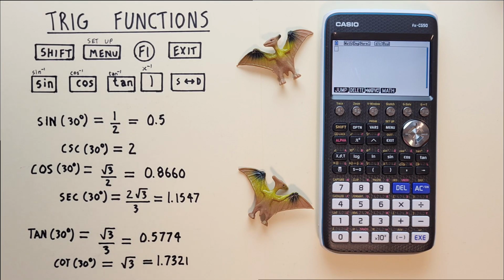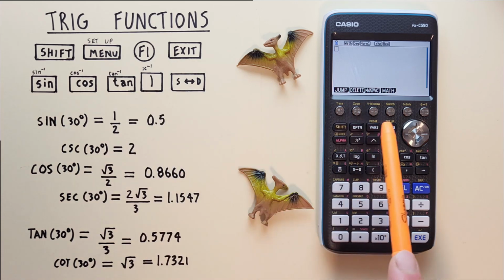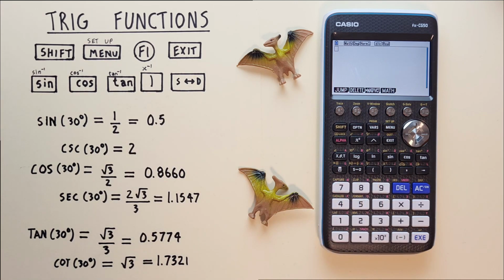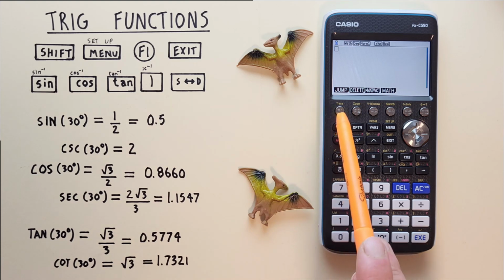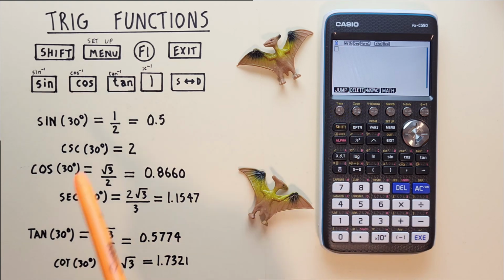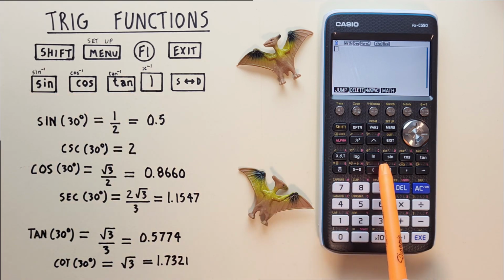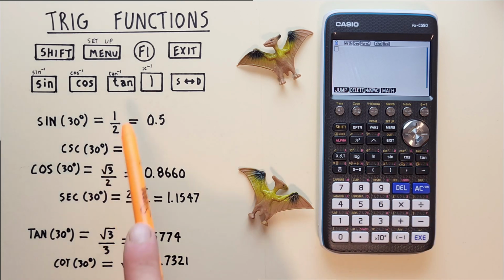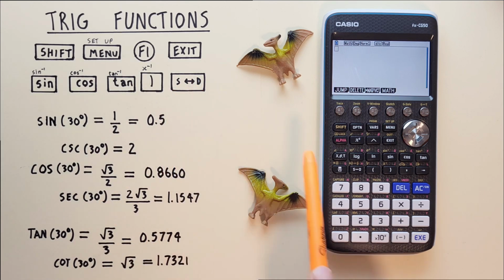To do this, we'll use the Shift key that looks like this, located here, the menu key, the F1 key, the exit key, the sine, cos, and tan keys located down here, the right bracket key with the shift function of inverse, and the S to D or conversion key, located here.